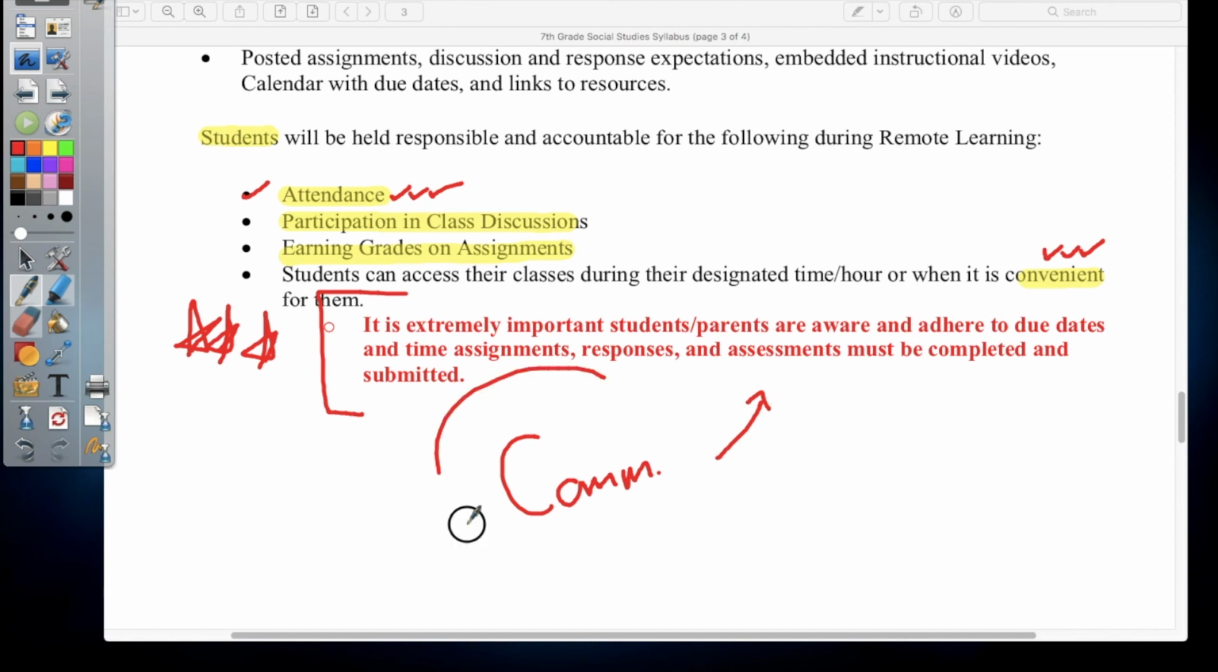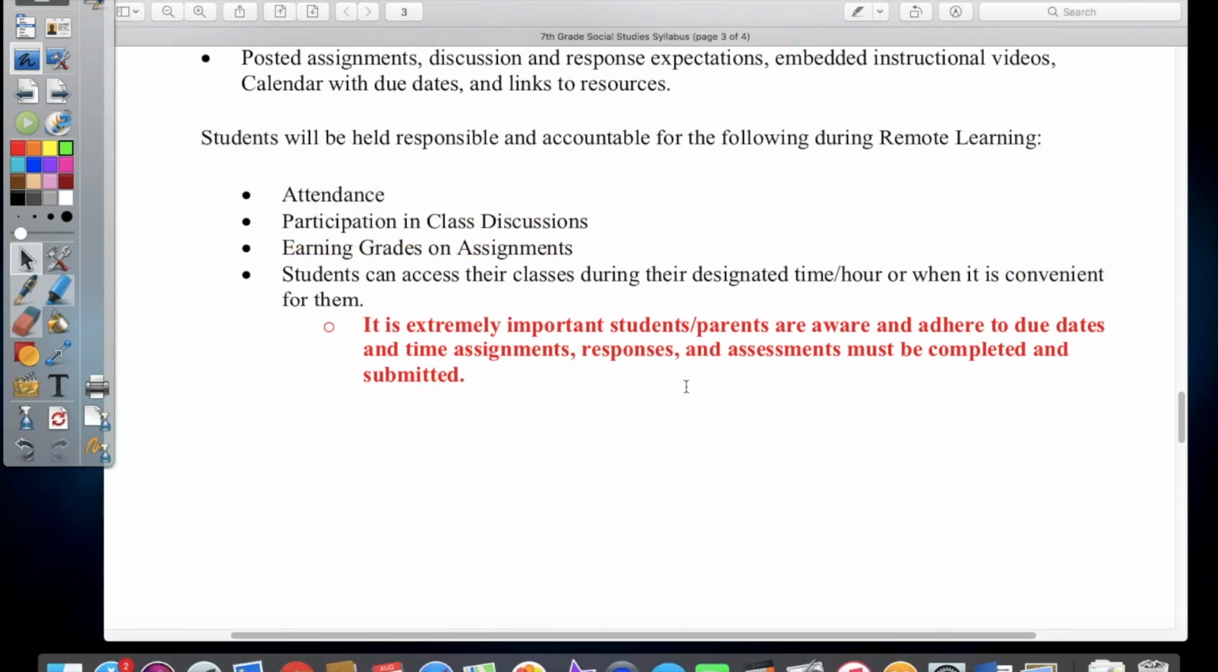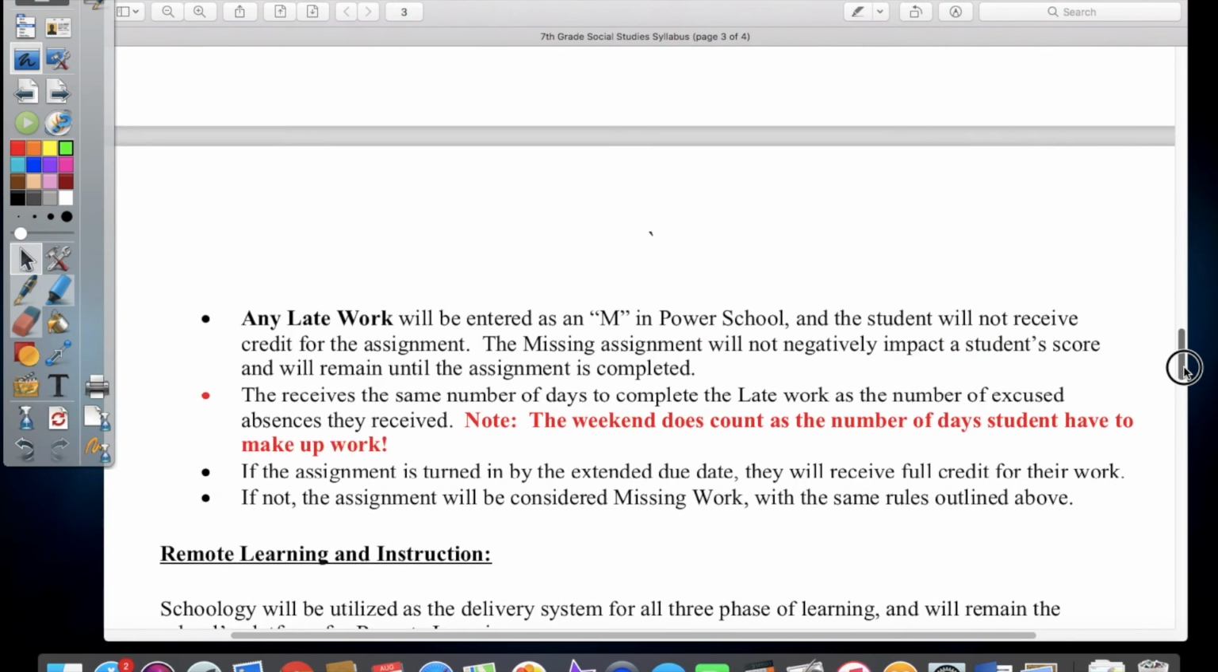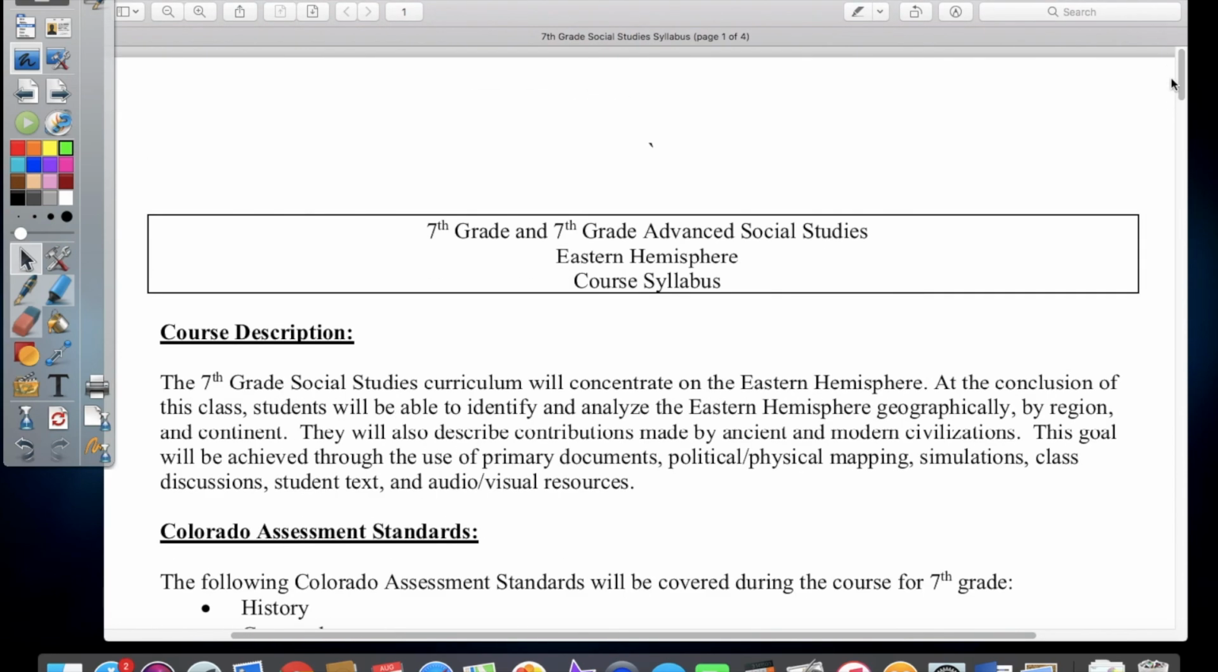So please do not hesitate to email me or to send a discussion question to me if you have a question or concern about something, okay? Because that's my role. My role here is to help support you guys during this transition to remote learning. So please keep that in mind. All right, you guys? So that pretty much describes our course syllabus for the year. Like I said, we'll talk about the missing and late work when things turn back to normal. But for the most part, that is what you can expect from my class, for my 7th grade and 7th grade advanced social studies classes.